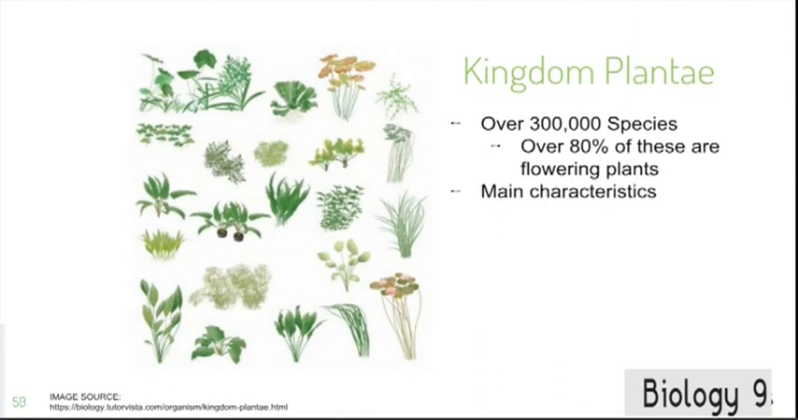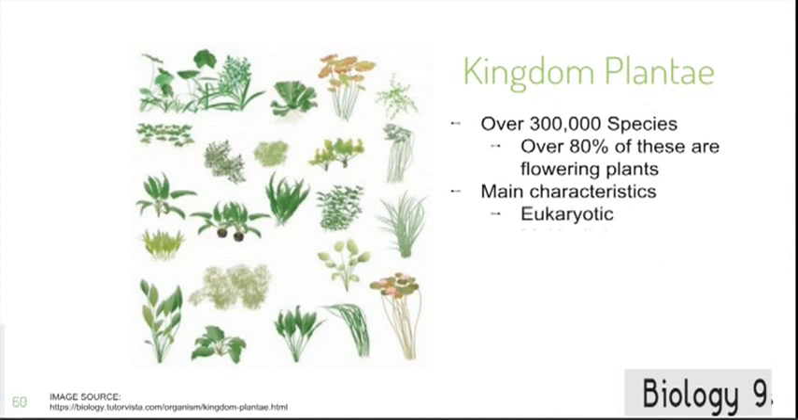Let's look at the main characteristics of plants. This kingdom is super important. They provide oxygen for us, and we use them for medicine, building materials, and many other things. But how do we classify what is a plant and what isn't? We learnt before that fungi isn't a plant.